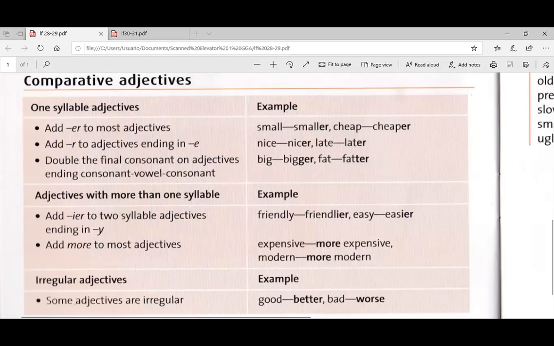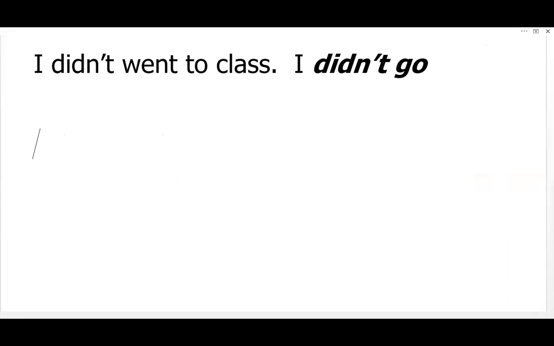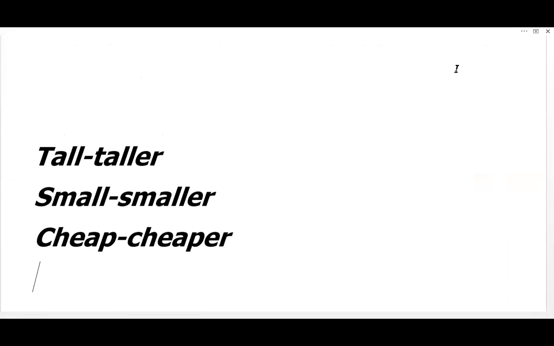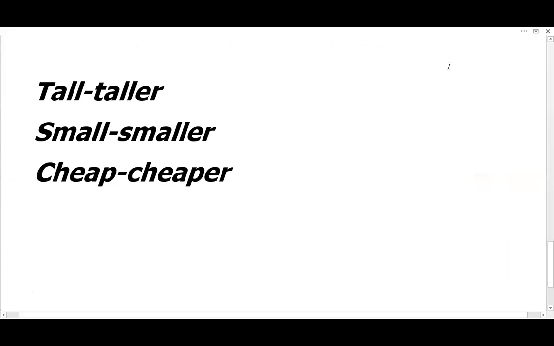Okay, so in this case, I'm going to share the screen again. Okay, and I'm going to go slowly in here. So a comparative. You have tall. What's the form to say más alto? Taller, taller. Okay, you also have small, and you go smaller. Let me remember, cheap, and you go cheaper. And these are the adjectives that we can add er.